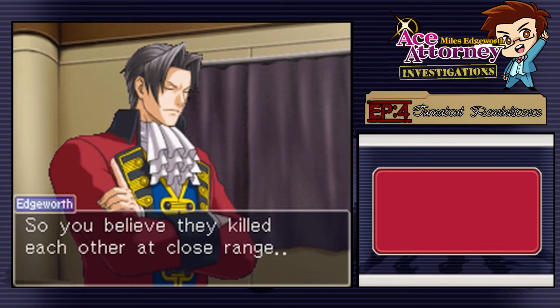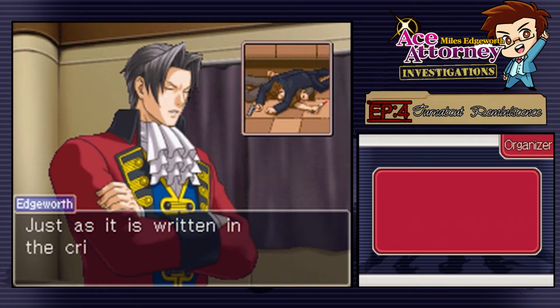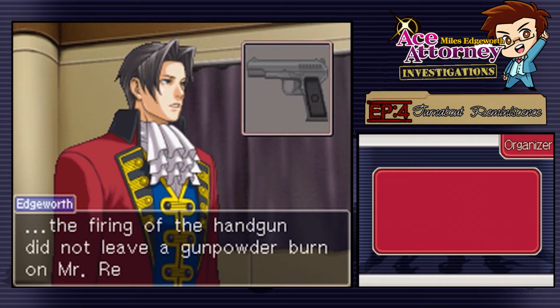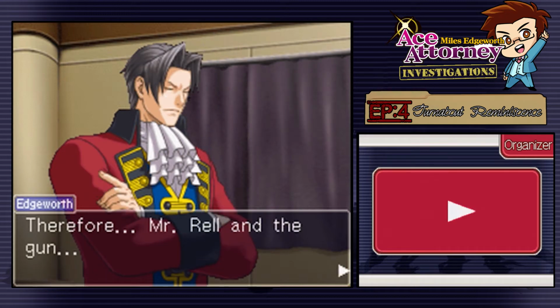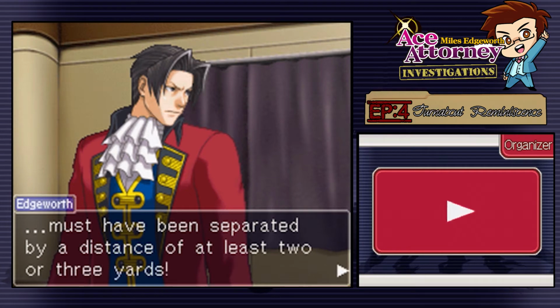Objection! So you believe they killed each other at close range? Sorry, but that's impossible. Just as it is written in the crime scene notes. The firing of the handgun did not leave a gunpowder burn on Mr. Rell's clothes. Therefore, Mr. Rell and the gun must have been separated by a distance of at least 2 or 3 yards.